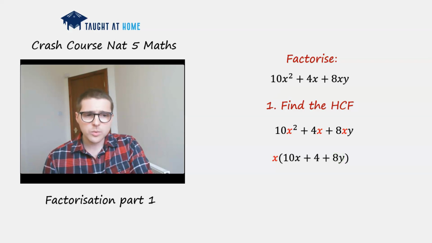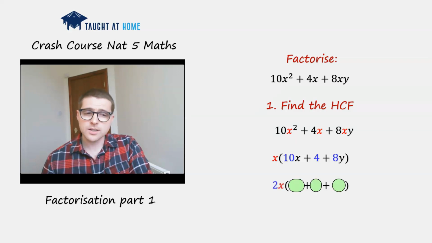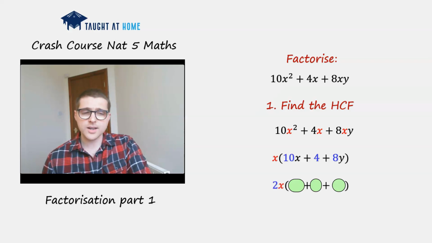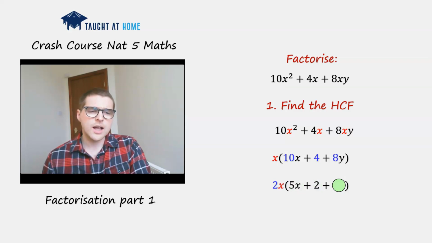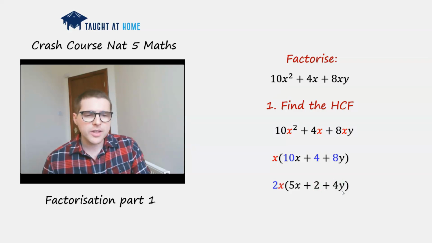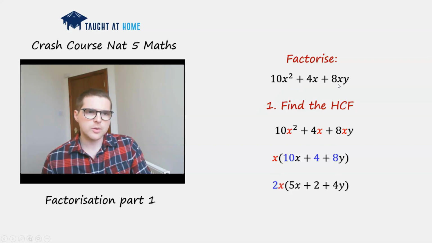And now what we can see as well, we've got the constants, the numbers. So we've got 10, 4 and 8, and we look to see if there's a common factor among them. So what's the highest common factor between 10, 4 and 8? It's going to be 2 again. So we're going to take a 2 out of the brackets again, and we're going to divide 10x by 2, which would be 5x, 4 divided by 2, which is 2, and 8y divided by 2, which would be 4y. And now, when we expand these brackets again, 2x times 5x would be 10x squared, 2x times 2 would be 4x, and 2x times 4y would be 8xy.